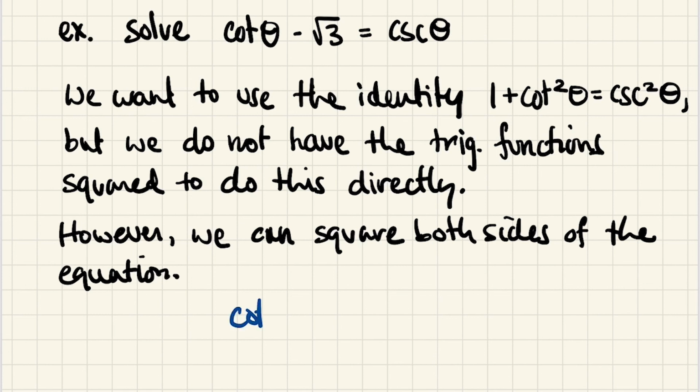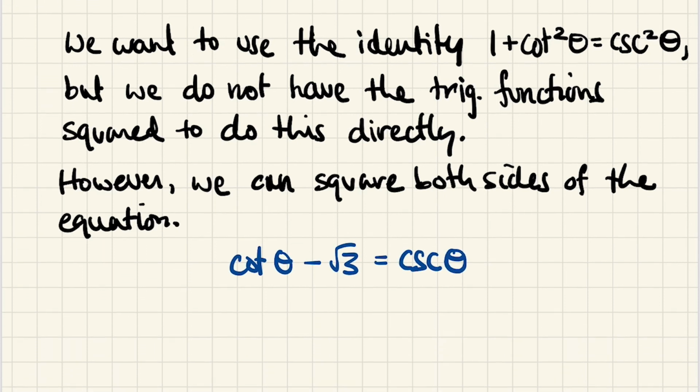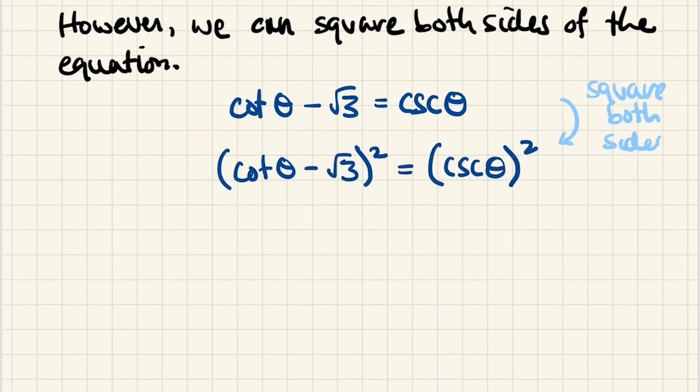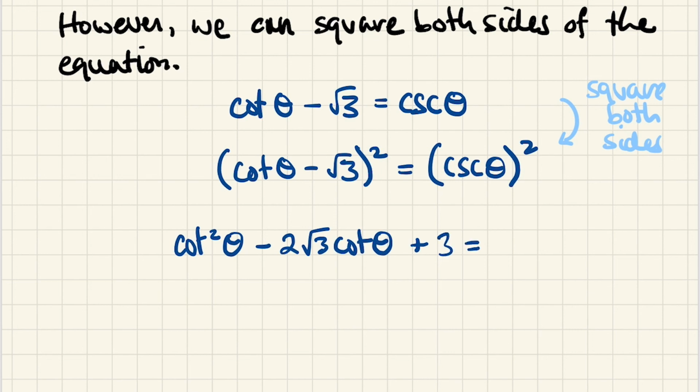Okay, so here's the original equation. And now let's square both sides. Now, the left-hand side is a binomial, meaning it's got two terms in it. So to square it, we're going to need to use FOIL. So that's going to give us the form of cotangent squared minus 2 times the product of these two things, so 2 rad 3 cotangent of theta, and then plus the square of rad 3, so that's just going to be 3. And squaring cosecant of theta is, of course, just cosecant squared of theta.